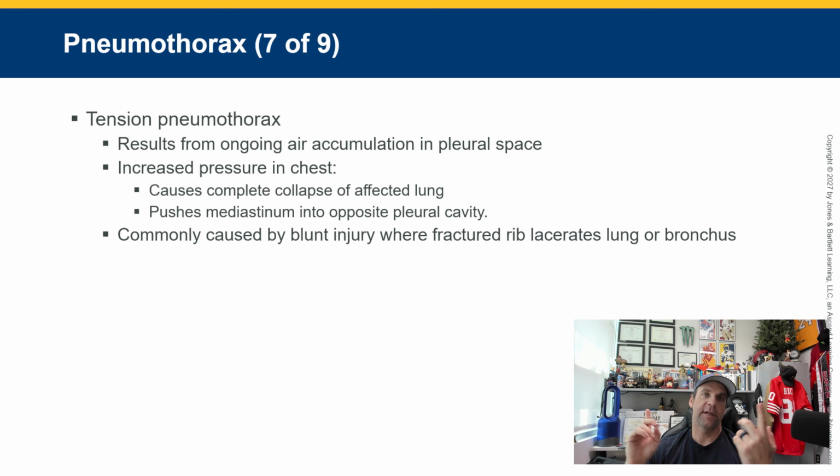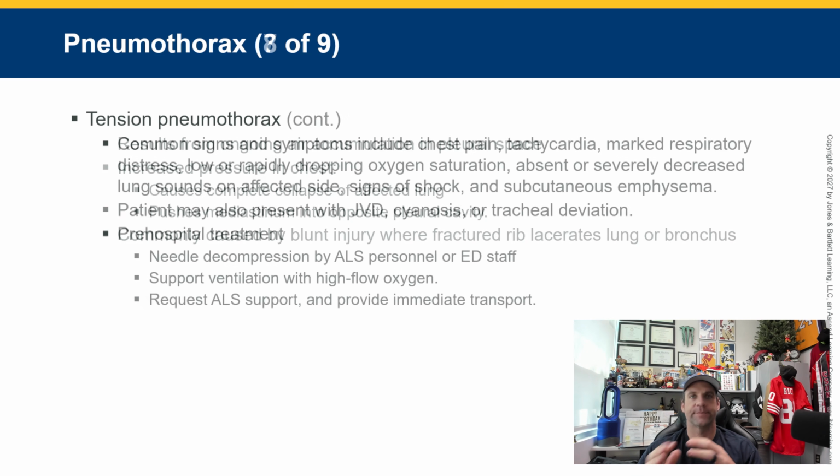Blunt trauma involving a fractured rib or a lacerated lung is a really common cause, but a tension pneumo can also develop after penetrating trauma, if there are issues with your chest seal or with your positive pressure ventilations. But the important feature here is not the original mechanism. It's the continuing accumulation of pressurized air and the resulting compromise of both your patient's breathing and their circulation.